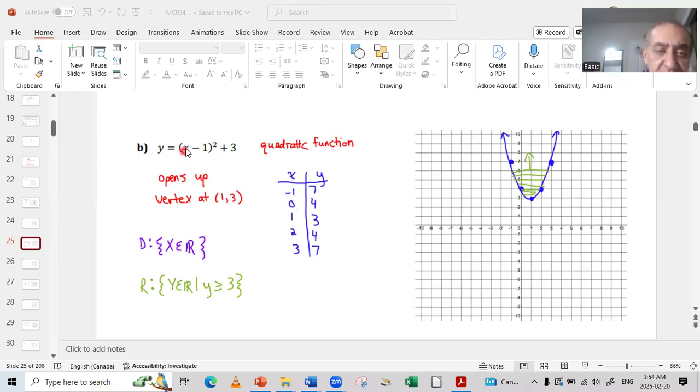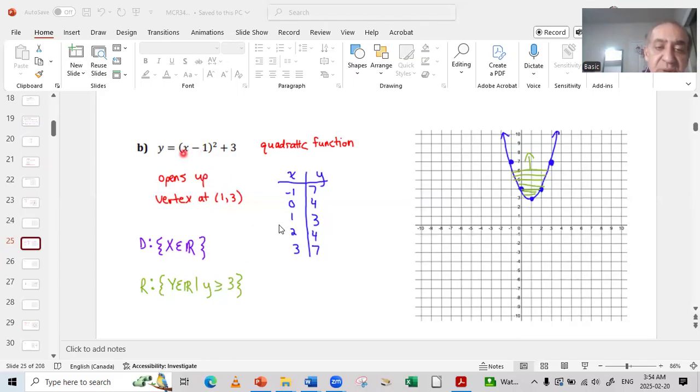Then 0 minus 1, all squared. 0 minus 1 will be minus 1. Minus 1 all squared means minus 1 multiplied by minus 1, that will equal 1. Plus 3, that will equal 4. Here we go, the value is 4. And the third, I assume that x equals 1. So 1 minus 1, this will be 0. 0 plus 3 will be 3.